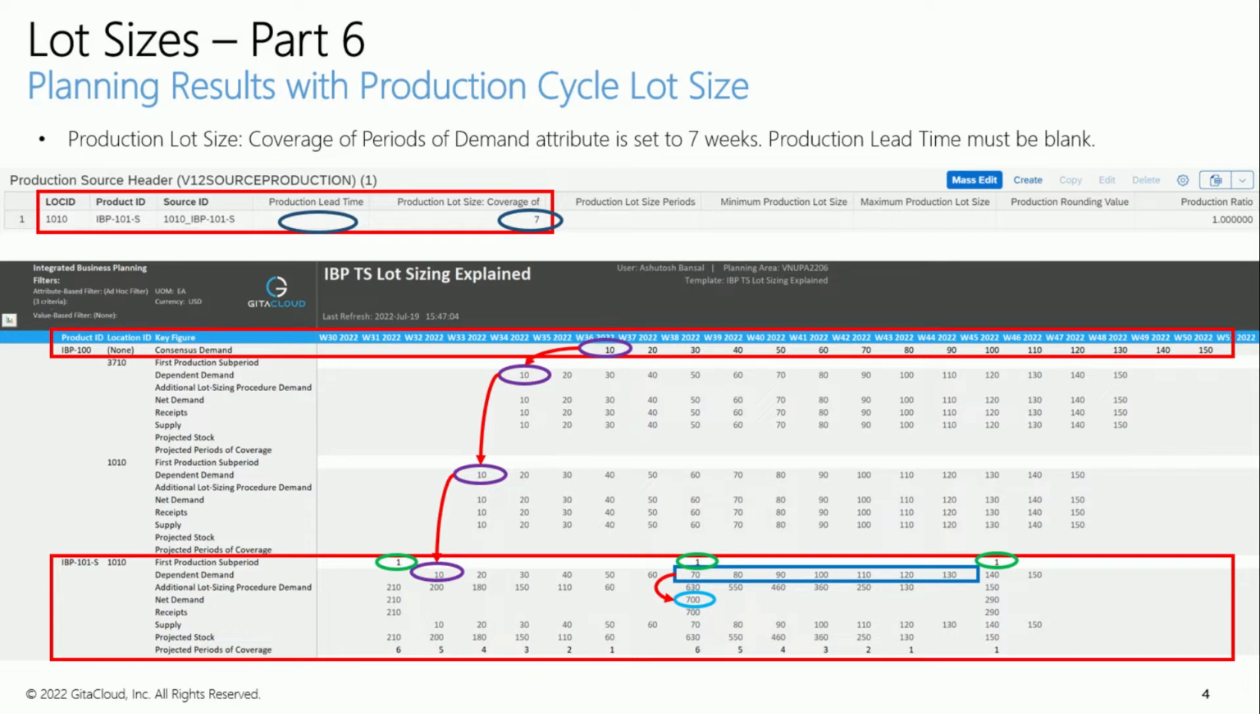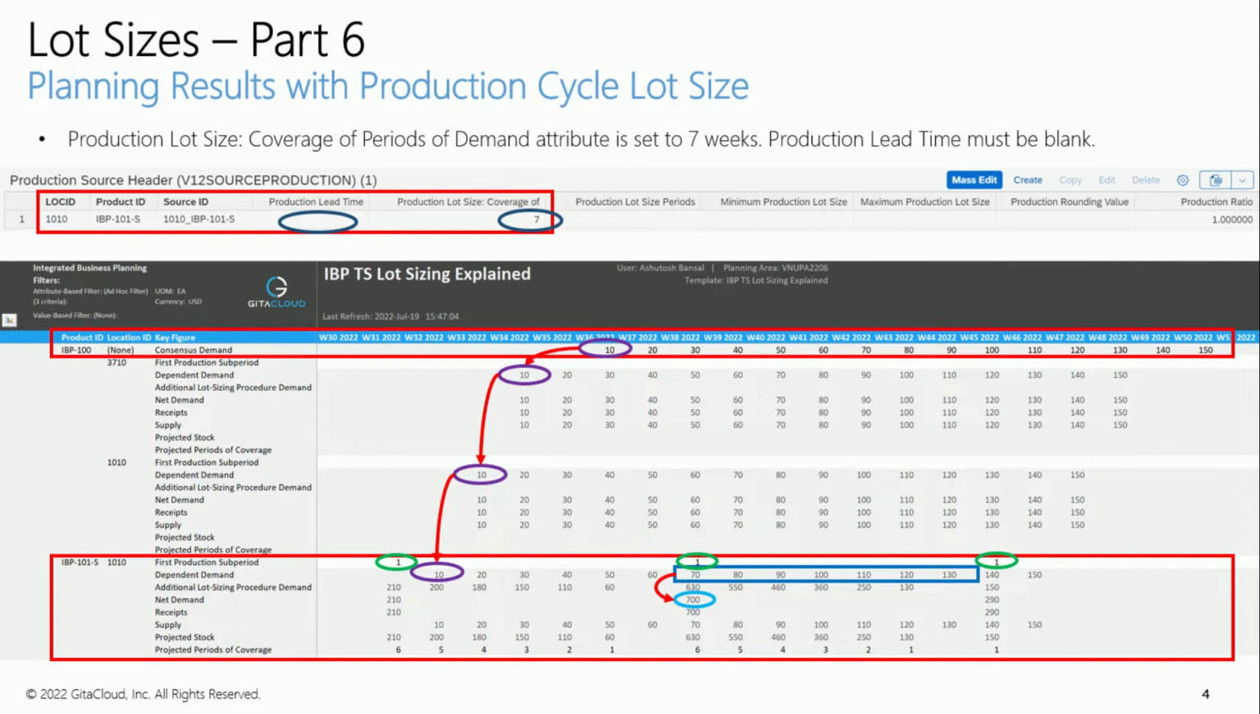Now that we understand the demand propagation from FG-customer level demand to plant, subassembly level demand, let's focus on the production cycle lot size procedure. Note the key figure, first production subperiod. It needs to be populated once to indicate the start of the production cycle. We indicated the production cycle to start in week 31.